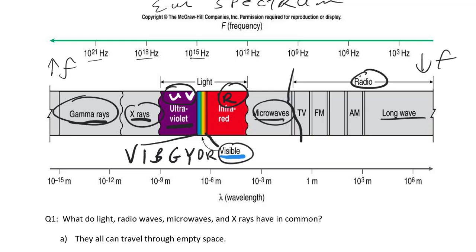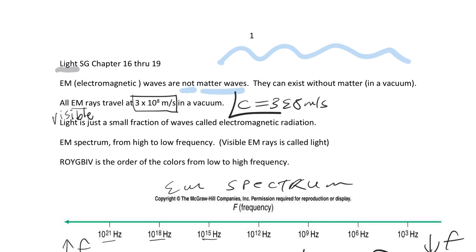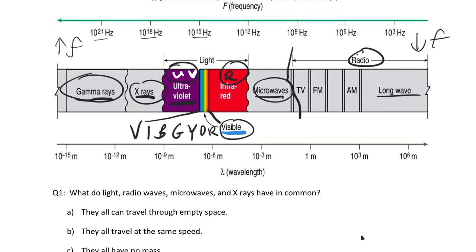Now, all these travel at the speed of light. So don't tell me that the gamma rays are traveling faster than visible light rays. No. They all travel at the same speed. And that's what I set up here. The speed of light, 3 times 10 to the 8 meters per second.